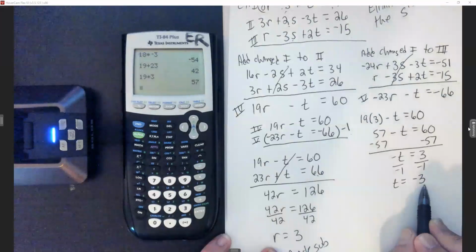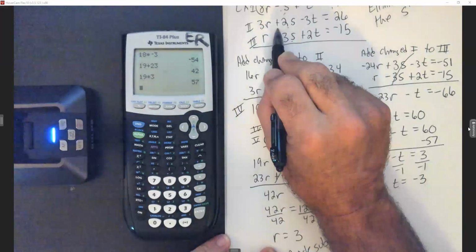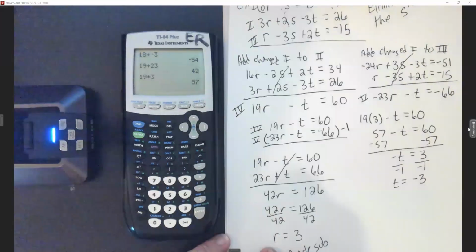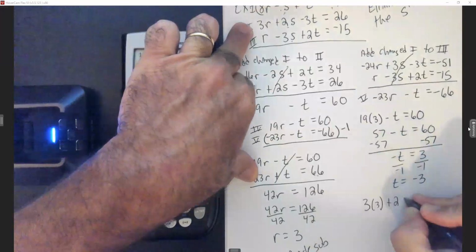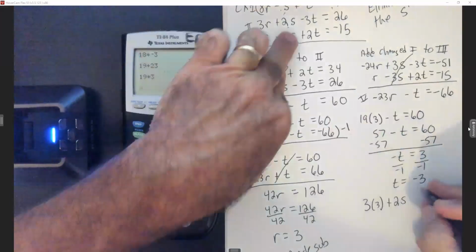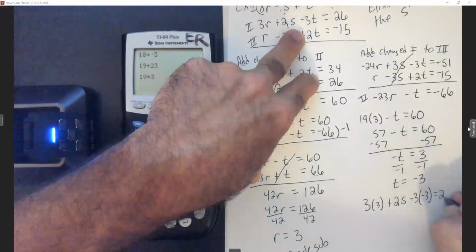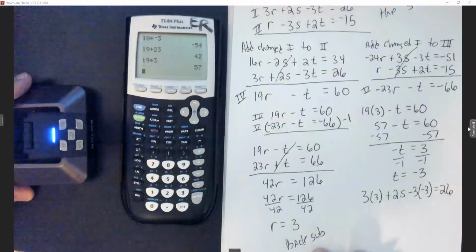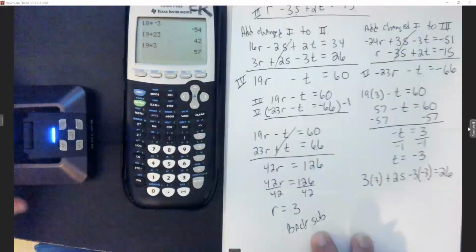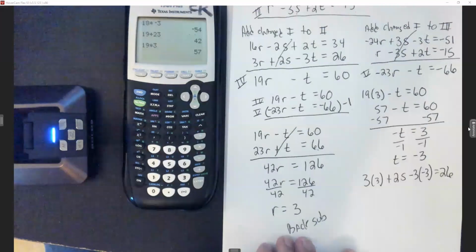I'm going to substitute into that. Looks like, I think I'll do the second one since that s is positive. I'm going to plug into the second one and solve for the s. So I got 3 times r, which is 3, plus 2 s's minus 3 times negative 3 for my t has to equal 26. Now, like I said, it didn't matter which one of those you picked. I just like to keep my s's positive on some of these so I don't have to keep doing that negative 1 stuff.